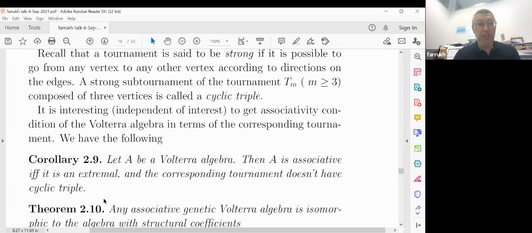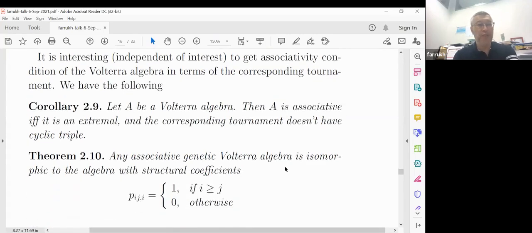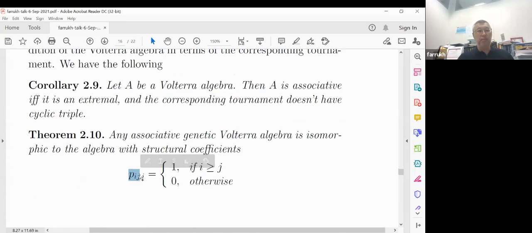The algebra is associative if and only if it is extremal and the corresponding tournament does not have a cyclic triple. This means that inside the tournament, you don't have a cyclic triple. In that case, your algebra is associative. So we are translating the associativity of the algebra into terms of graphs. And then we can prove the following theorem: any associative Volterra algebra is isomorphic to the algebra with structural matrix Pij equal to 1 if i is more than j.